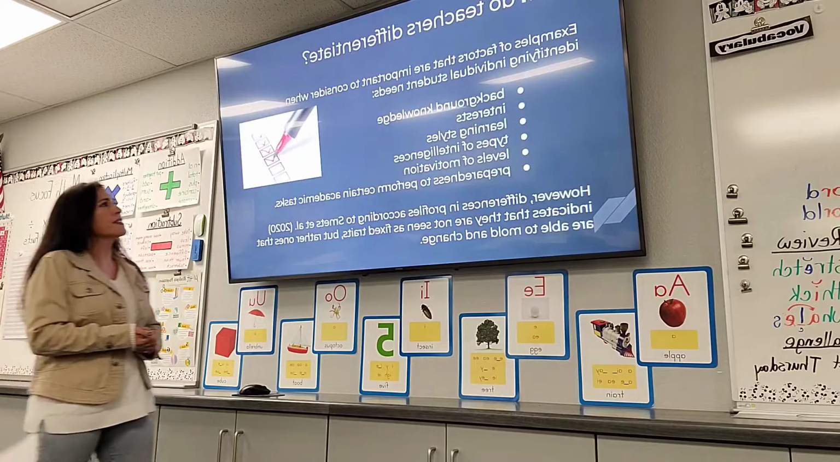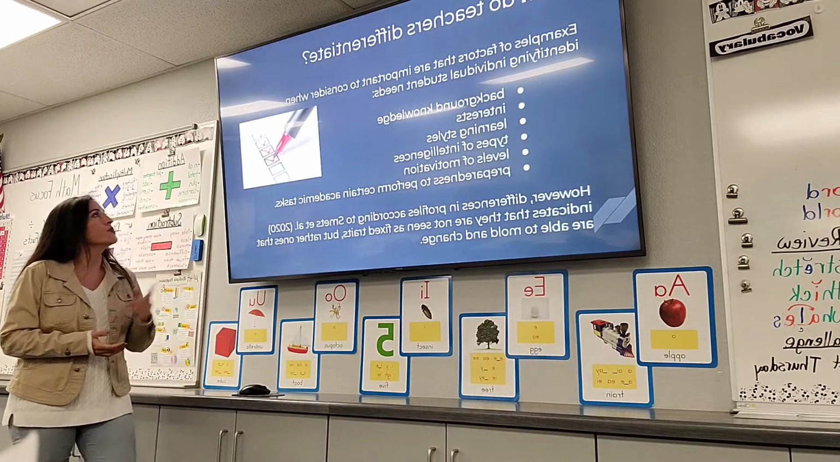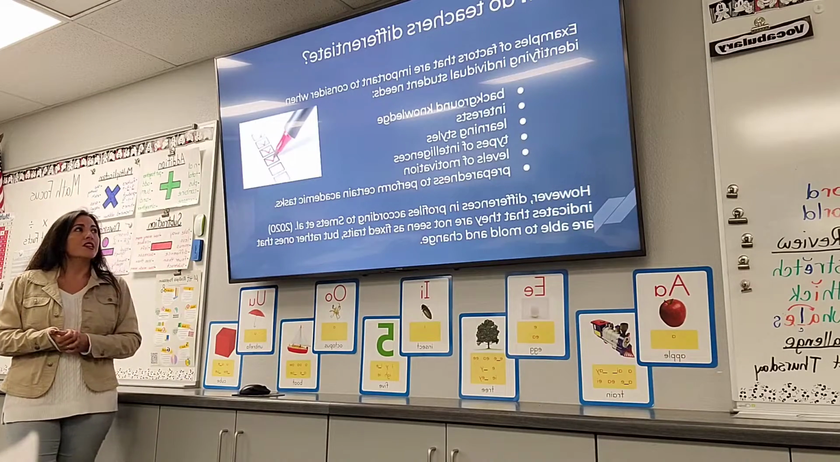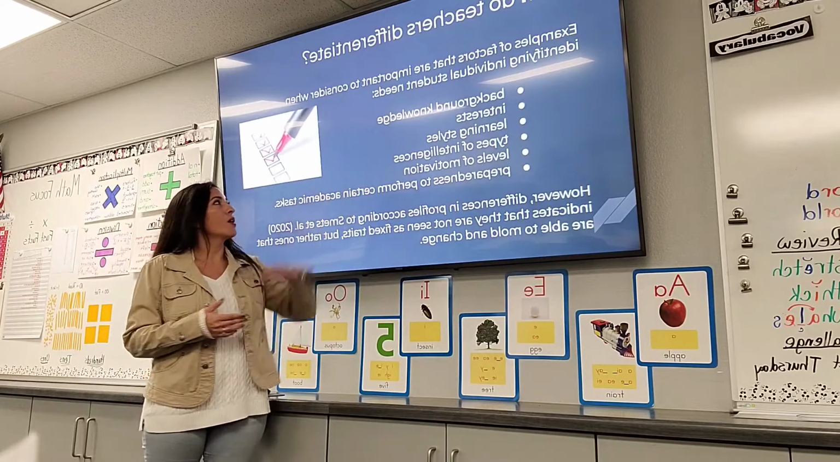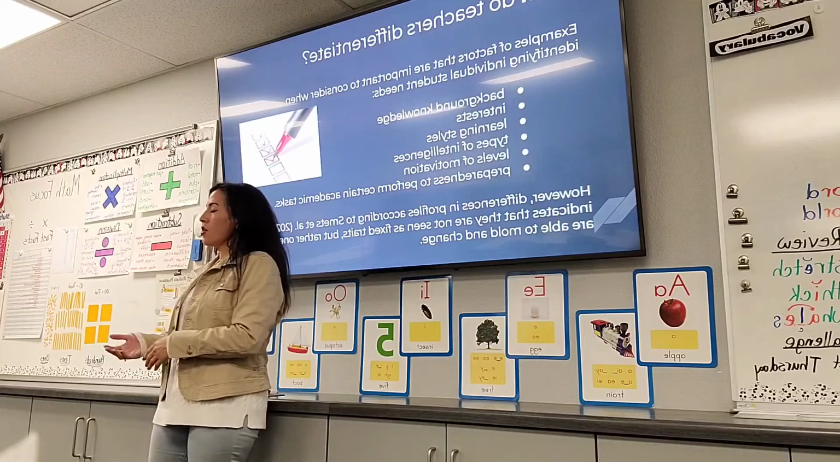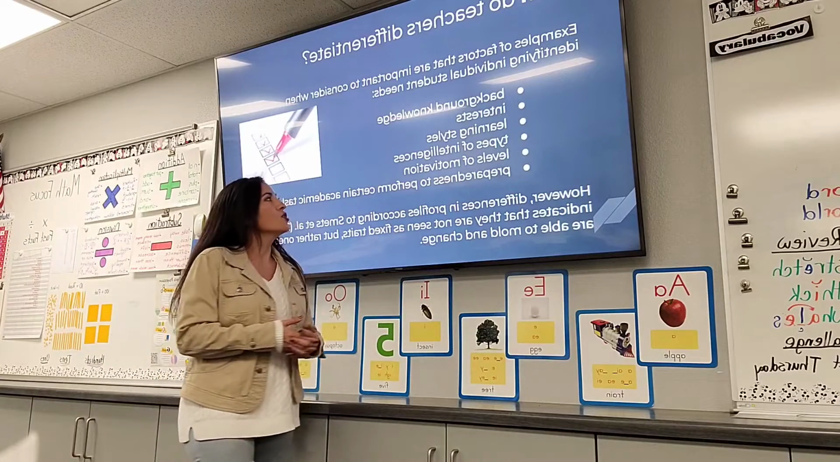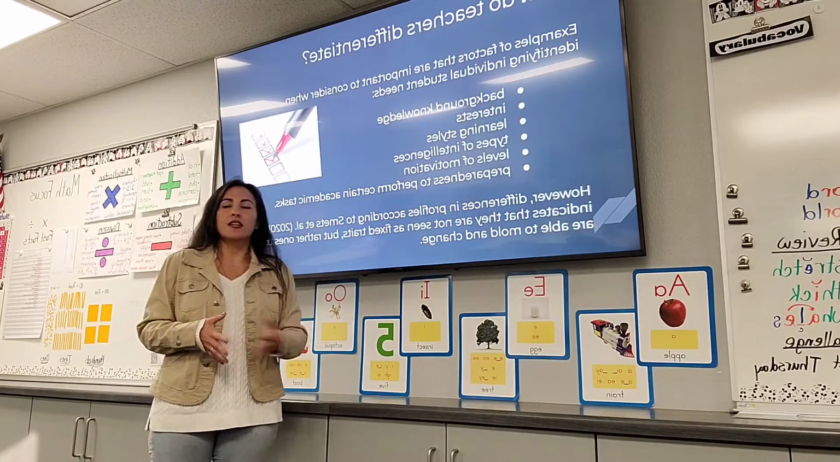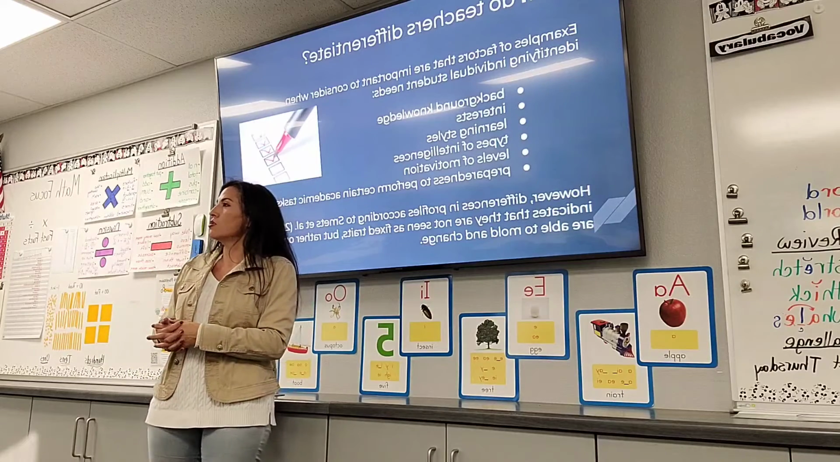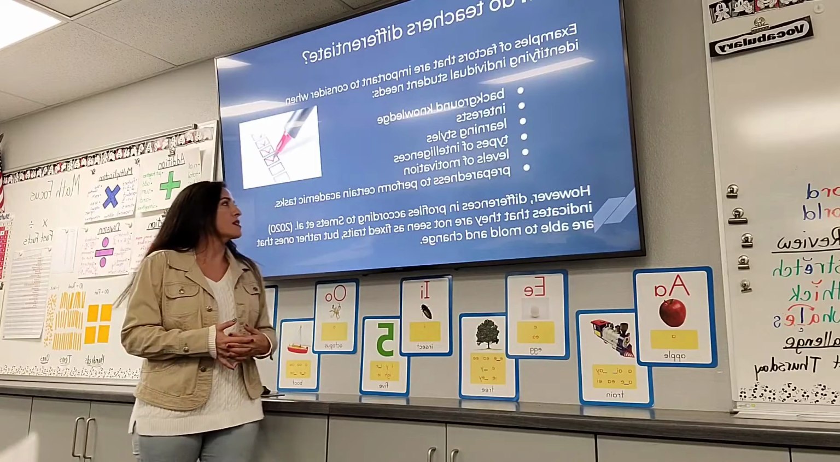Okay, so examples of factors that are important to consider when identifying individual student needs, and we already touched a little bit on this, but the background knowledge of the child. What do they know? What don't they know? Interests. What do they like? Oftentimes that's going to be the key into getting the students to be engaged in our lessons.